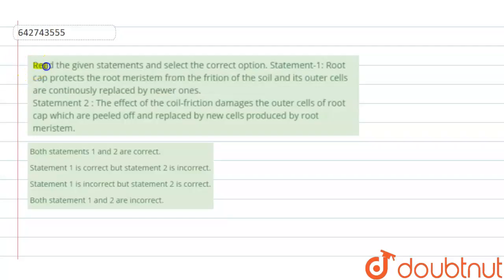The question says that read the given statements and select the correct option. So the statement 1 says that root cap protects the root meristem from the friction of the soil and its outer cells are continuously replaced by newer ones.